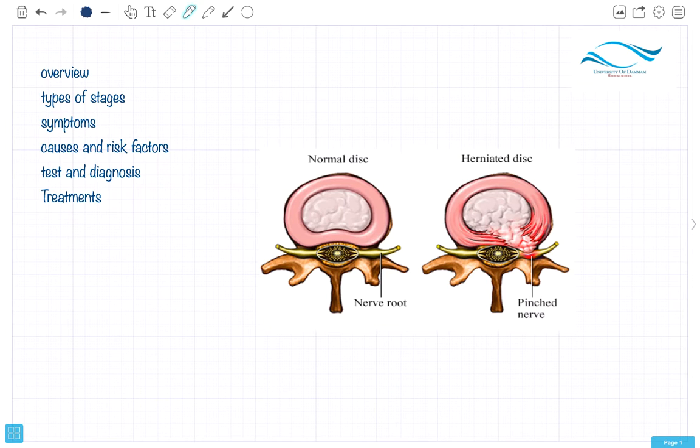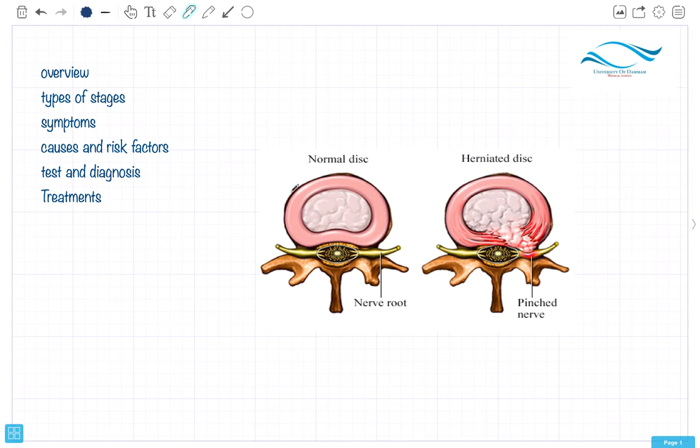I'm very sorry. I'm going to be talking today about herniated disc. We'll start with an overview, then types or stages, I'm sorry, should be R here, then symptoms, then we'll jump to causes and risk factors, tests and diagnosis, and then treatments.